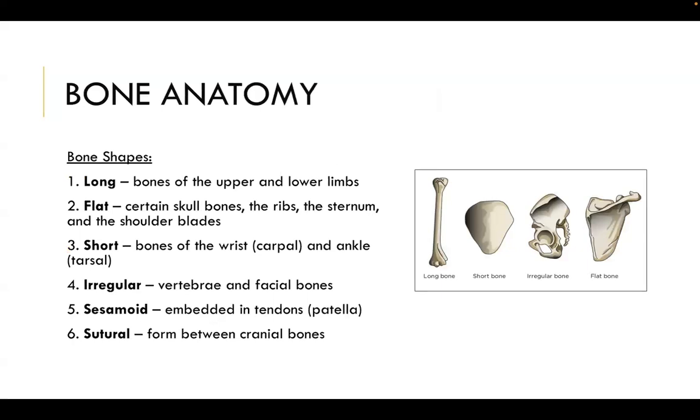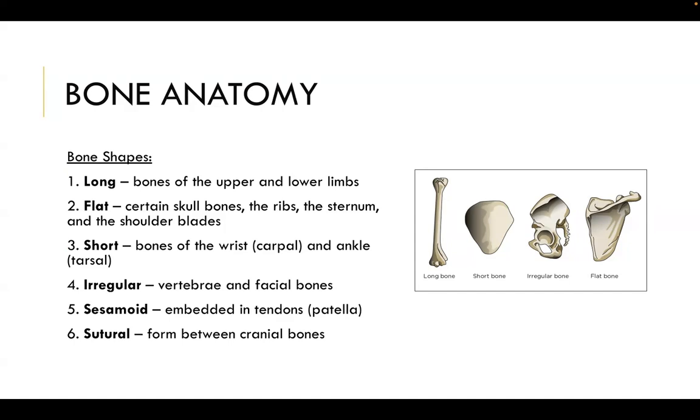And there's 4 different types of bone shapes, which don't include sesamoid or sutural. So long bones are longer than they are wide. And these are going to include the arm bones, leg bones, and finger bones. These bones act as levers by allowing movement of the bone through the action of muscles.